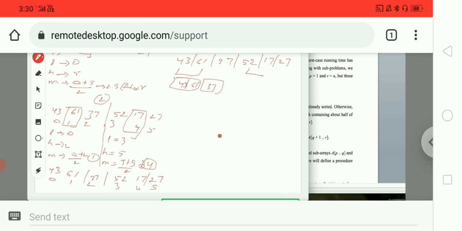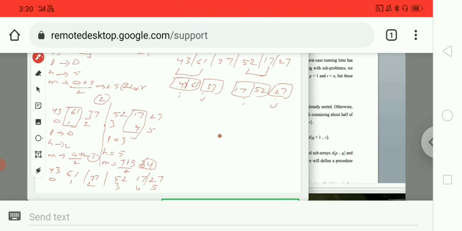Now let us do these 2 elements. So 52 and 17. Compared to these 2 things, 17 is the smallest. So here we have to swap. After swapping, 17, 52. So 27. Now imagine these particular 2 elements in the I loop, then this is the J loop, this is the I loop, and this is the J loop.